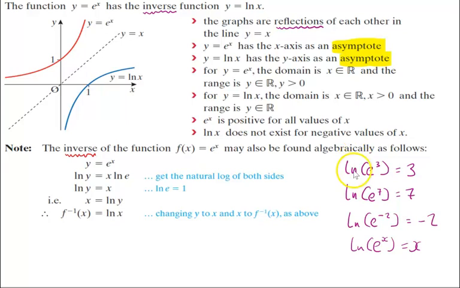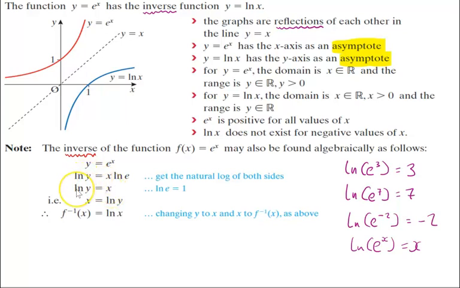So as you can see here, the natural log of e to the power of 3 is 3. So it's essentially like the natural log and the e cancel each other out, and you're just left with the power. Likewise, we can see the power 7, power of minus 2, and then x, which is what we're using at the moment. So that's how we end up with x on the right hand side.